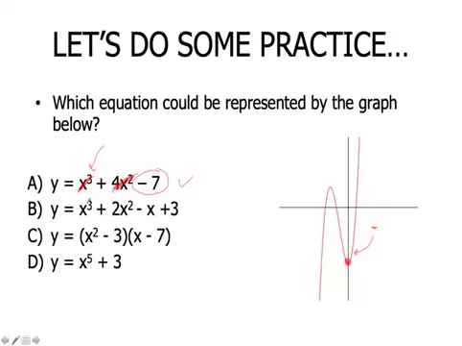What happens if we do it for B? Plug in 0 there, goes away. Plug in 0 there, goes away. Plug in 0 there, goes away. Nope, that doesn't work. That's a positive number. I need a negative number for my y-intercept.